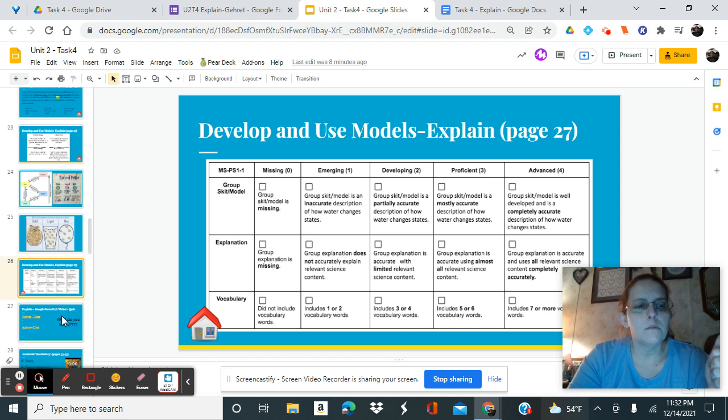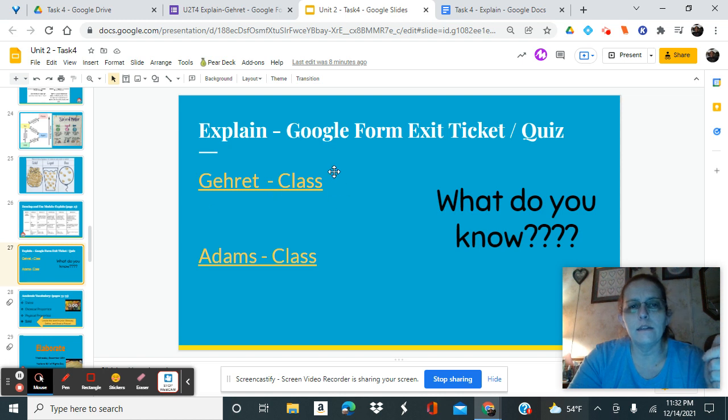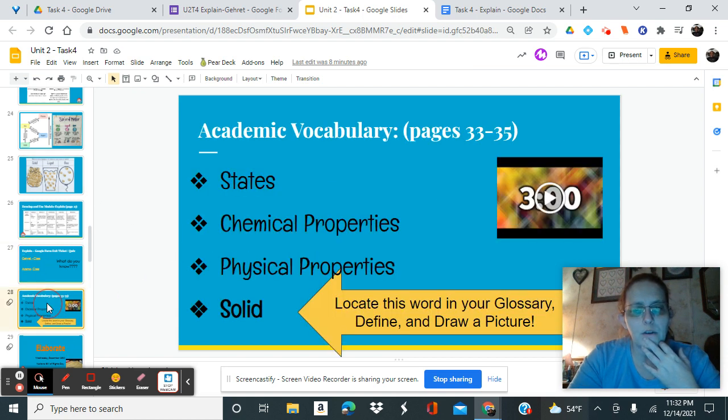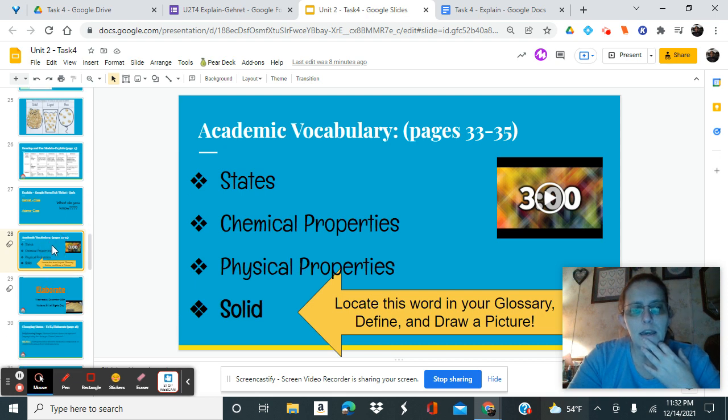And then today, this is your explain. This is a Google form that's going to help me know that you are understanding what we're doing here. It's kind of an exit ticket. I do want you to do it. That way, if you forget to do the skit or the model, then I can use this as a grade for that.